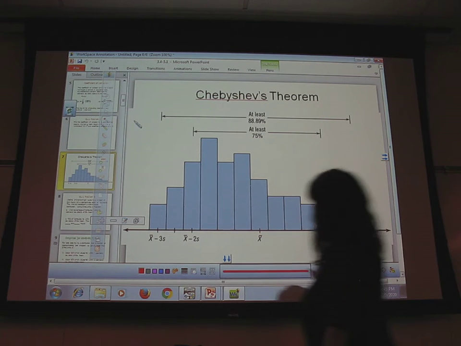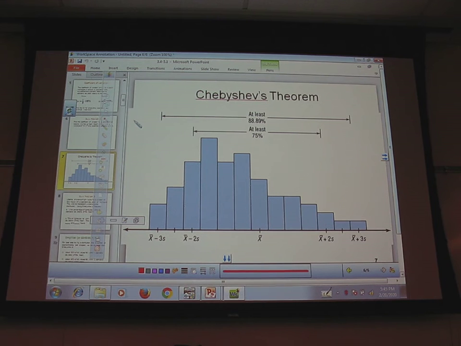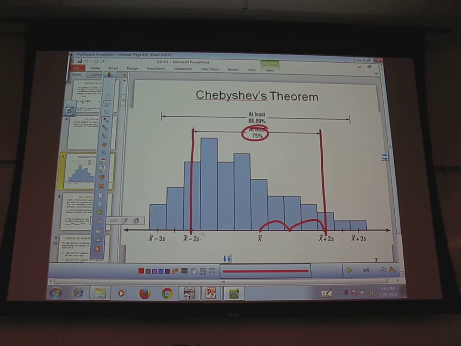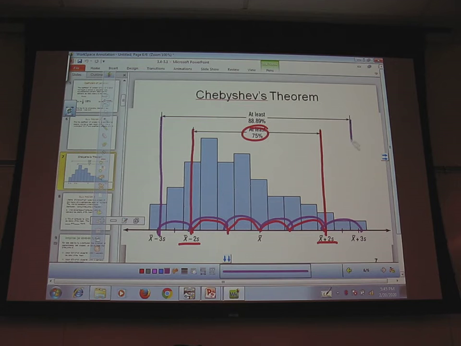So within 2 standard deviations, 1 minus 1 over 2 squared, which is 1 minus 1/4, 3/4 of the data, or 75% of the data, would be within 2 standard deviations, at least. Usually more. And then within 3 standard deviations, at least 88.89, so roughly 89% will be within 3 standard deviations. So that's 1 minus 1 over 3 squared, sorry, 1 minus 1/9, which is 8/9.